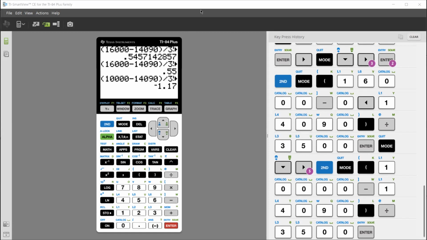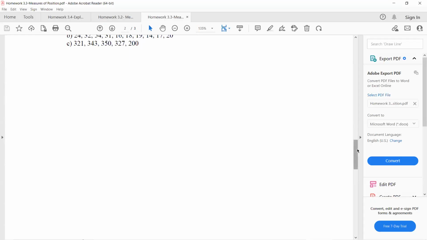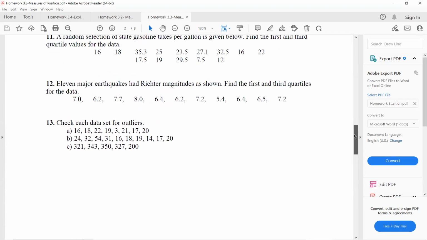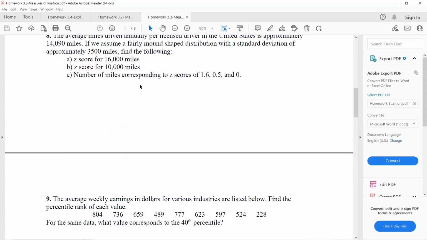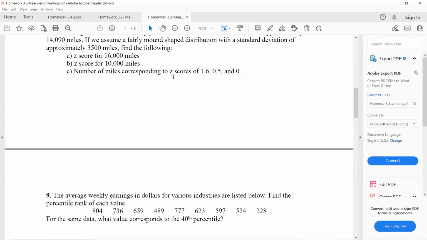So let's see, on one of these screens somewhere I have a homework. All right, so now let me scroll up. The number 8. All right, now the number of miles that correspond. Now, this actually is a three-part question, all right? Because you have to compute an x for each one of these z-scores, okay? So the number of miles corresponding to z-scores of 1.6.